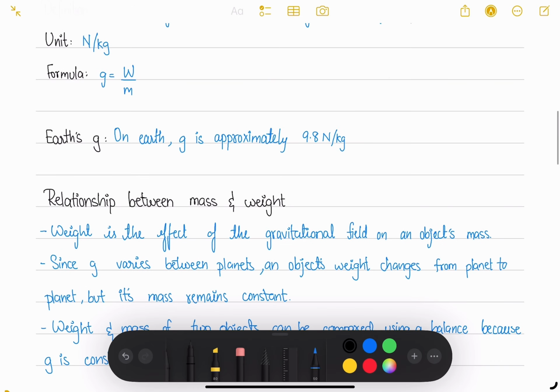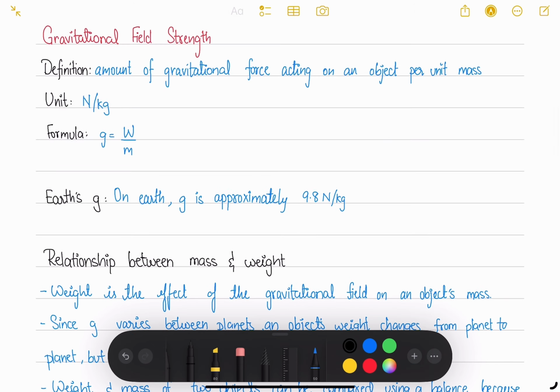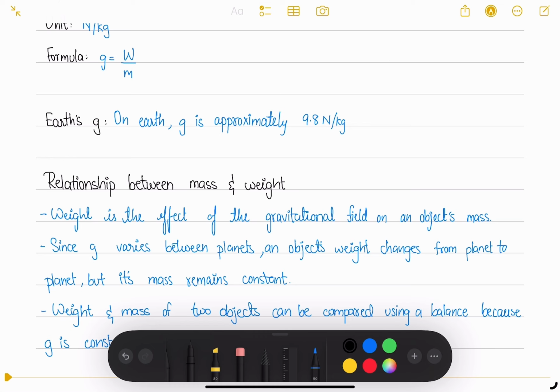Then we have the relationship between mass and weight. So weight is the effect of the gravitational field on an object's mass. So the effect which a gravitational field has on a mass is called weight. And since the gravitational field strength changes, as I told, the weight changes, but the mass remains constant.